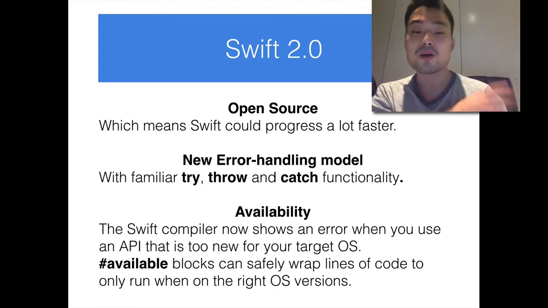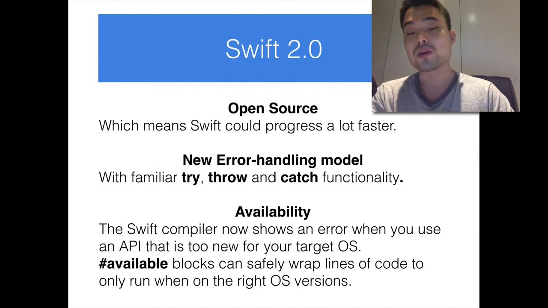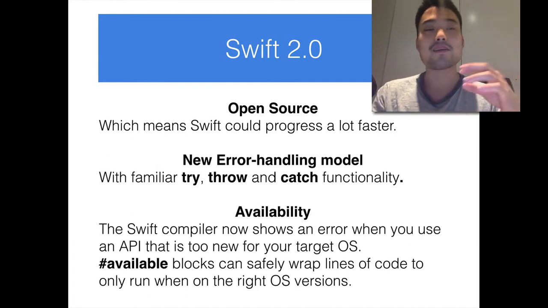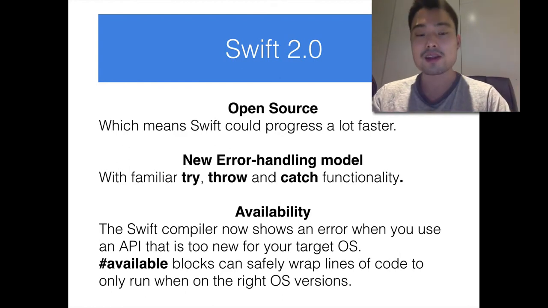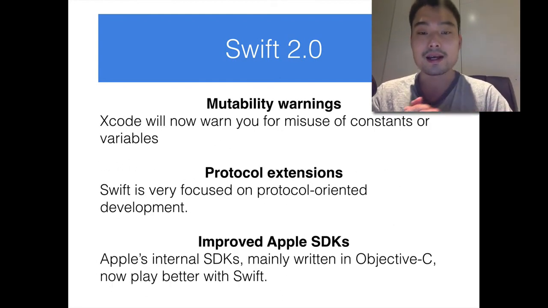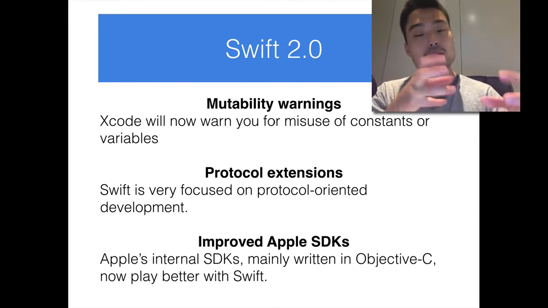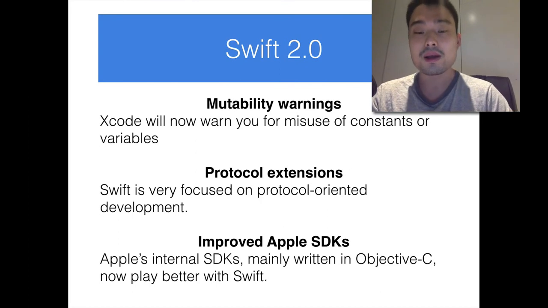It tells you, wow, that API is too new for your target OS. And this has been an issue sometimes. You've had to use if statements and stuff to get around this. It's been a little bit messy. So hopefully this will clean things up for us. Mutability warnings, protocol extension, all this stuff is cool. You can really dig into this stuff if you want.